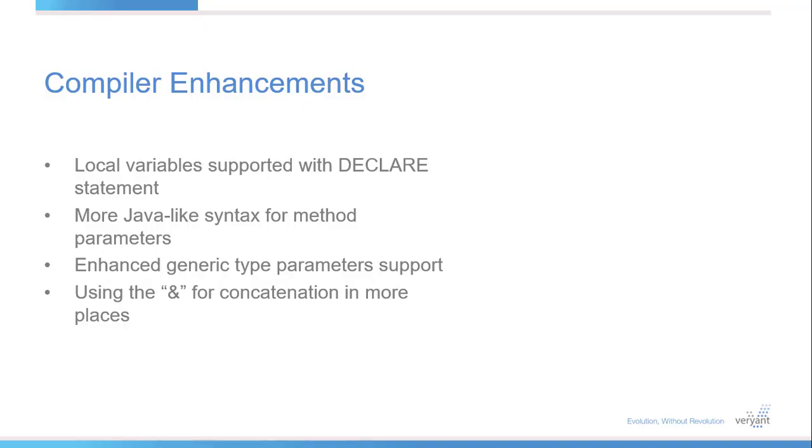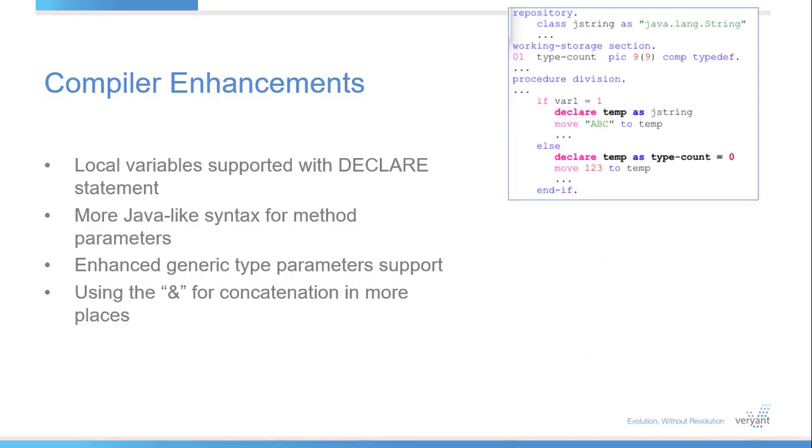Also, you can create a thread-safe variable when you're running in a multi-threaded program. You do this with a declare statement, and you can use a primitive type, a Java class object, or a working storage variable with a type-def clause.